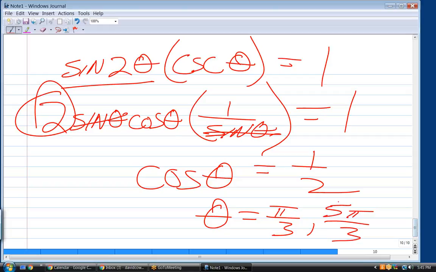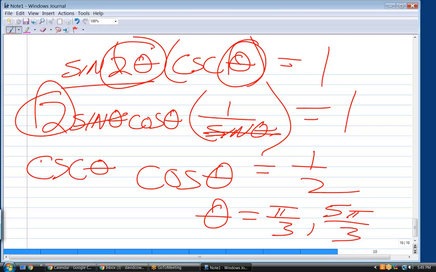So when you see problems like this, your first order of business is to make everything theta. You can't operate if one is 2 theta and the other is theta. You can't do anything. In other words, if you were to tell me cosecant of theta divided by the cosecant of 2 theta, I can't do anything with that. Not until I get everything in theta.